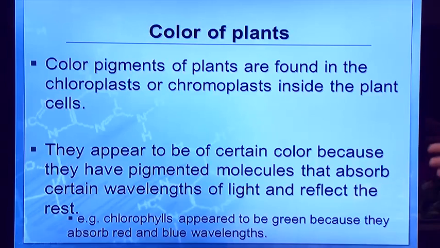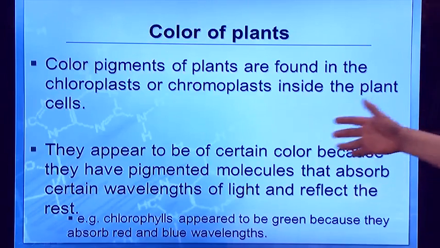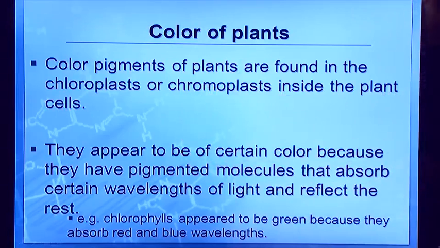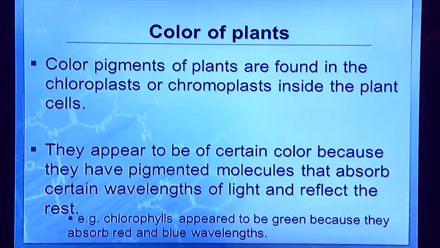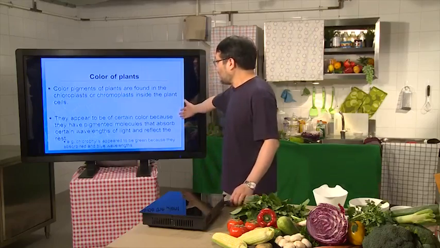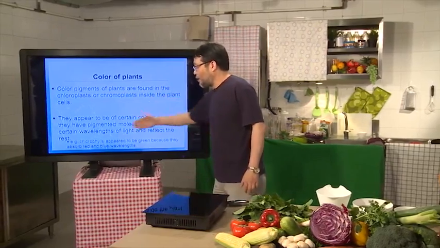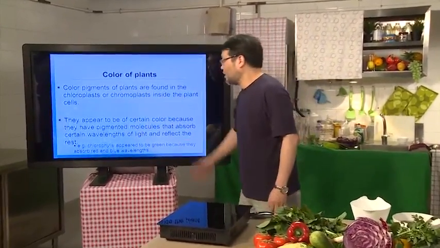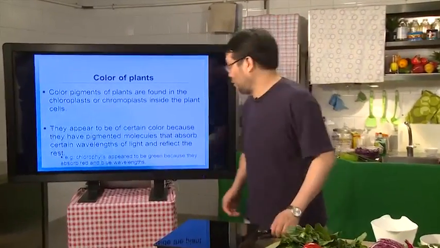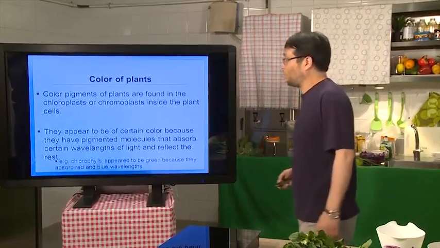Now, usually this kind of color comes from pigment molecules in these particles. Remember what we said about light? In fact, when we see something green, it's not because it is emitting green light. Actually, it absorbs the blue and the red, and reflects the green. When something is red, it absorbs the green and the blue, and reflects the red. So in these organelles, they have pigments such as chlorophyll. The chlorophyll is green because it absorbs the red and blue light, and then reflects only the green.